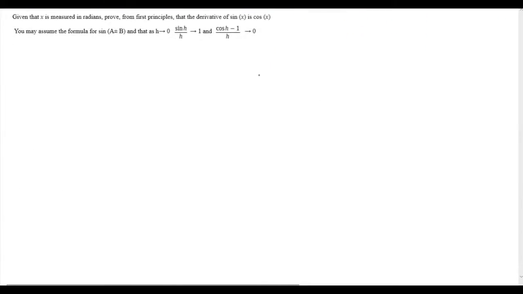Now, within differentiation, not only are you going to be differentiating general x terms, but as you go forwards, you'll end up also differentiating trigonometric functions. So, given that x is measured in radians, prove from first principles that the derivative of sine x is cos x. You may assume the formula for sine of a plus or minus b, and that as h limits towards 0, sine h over h will tend towards 1, and cos h minus 1 over h will tend towards 0.